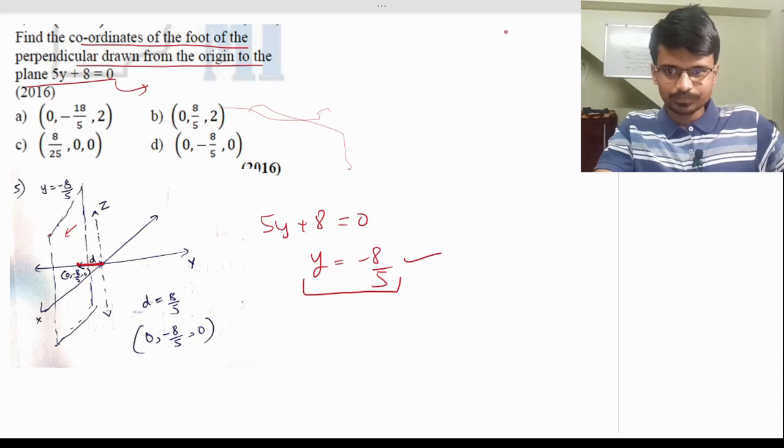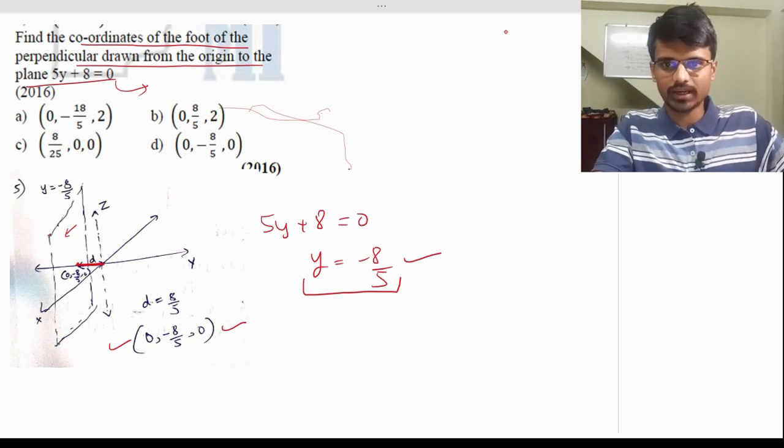Because y is 0 comma minus 8 by 5 comma 0, okay. So it is 0. Why is it 0? Because we are on the y-axis. On the y-axis, the x coordinate will be 0, and our z coordinate also will be 0, okay. That is why the coordinates of the foot of the perpendicular drawn from the origin are 0 comma minus 8 by 5 comma 0. Since the point is lying on the y-axis, its x and z coordinates will be 0.